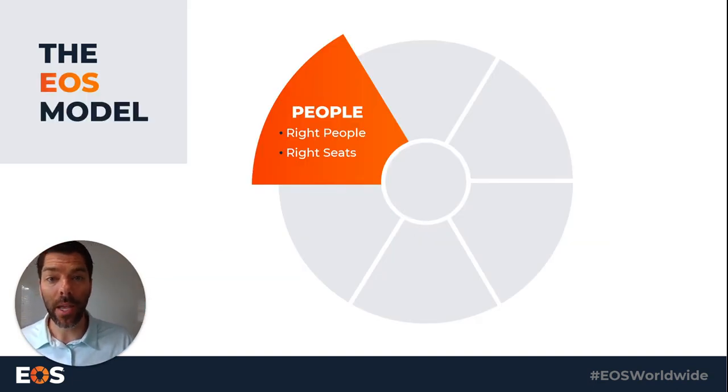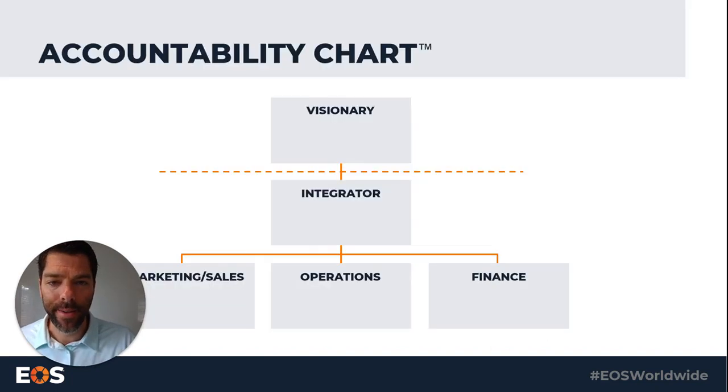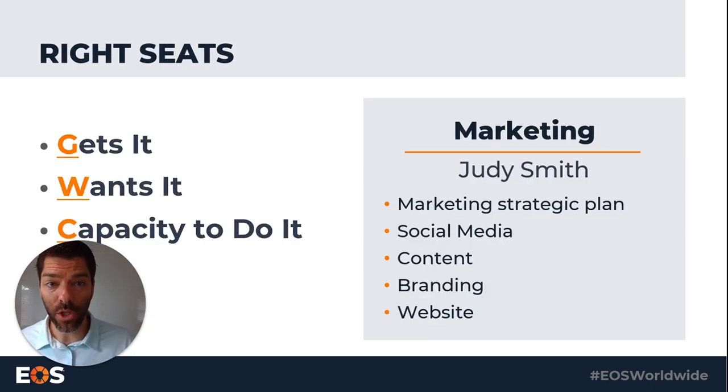The second piece is getting everyone into the right seat. Someone who's in the right seat is great at what they do. And so we use the accountability chart. We take this structure first, people second approach. So what is the right and best structure to take your business to the next level? Once we dial in on the right structure, then each individual seat.